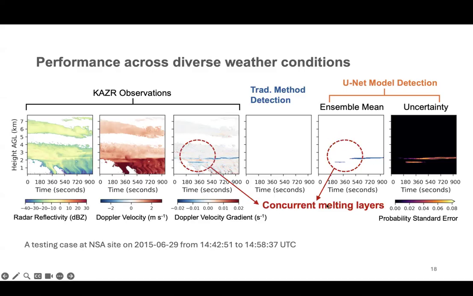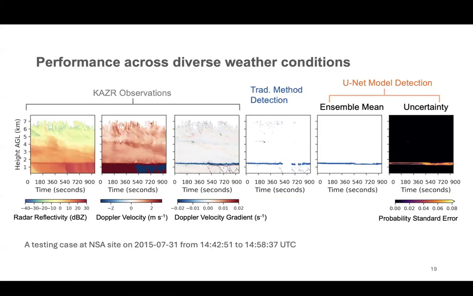So one interesting thing that you probably have noticed is we have detected these concurrent melting layers here. And this could be due to multiple freezing levels in the atmosphere or different groups of ice particles in the precipitation system. And so we think it's very interesting that the UNet model has detected this real phenomenon, and it's meaningful for further investigation.